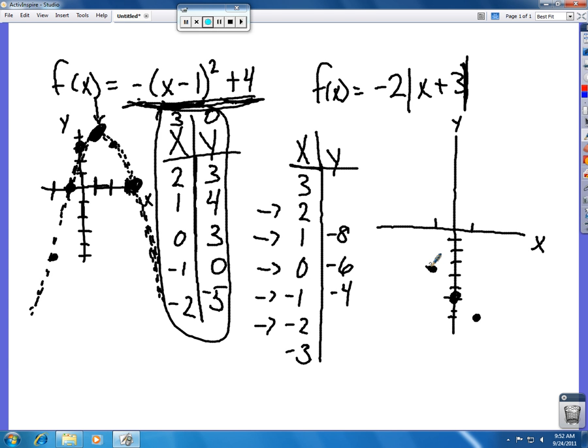Let's go ahead and do -2. So -2 plus 3 is 1. Absolute value of 1 is 1. 1 times -2 is -2. So at -2, we're at -2. Okay, let's keep going until we cross the x-axis. So let's do -3. So -3 plus 3 is 0. Absolute value of 0 is 0. 0 times -2 is 0. So at -3, we're at 0. So we at least know our x-intercept.